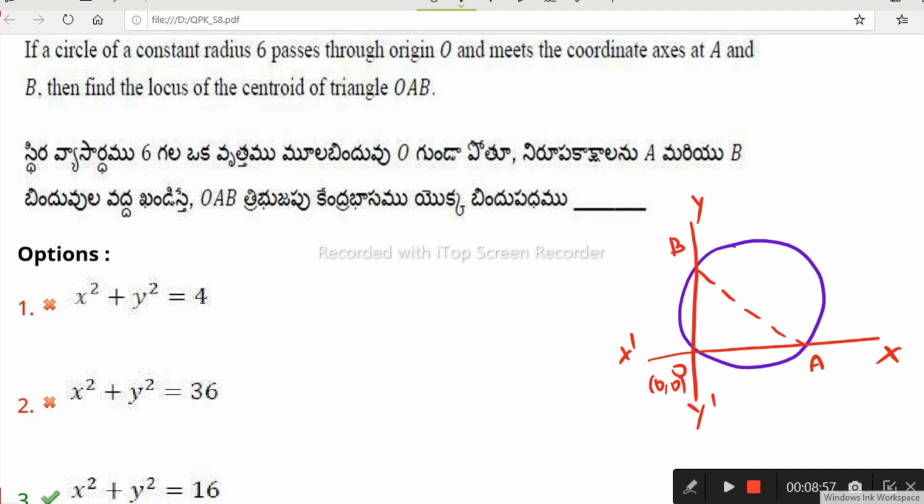If you observe, the circle passing through the origin and meeting the axes at A and B, we can observe that AB is a diameter of the circle. To find the locus of the center of the circle, I'm taking the point A as a, 0, point B as 0, b.